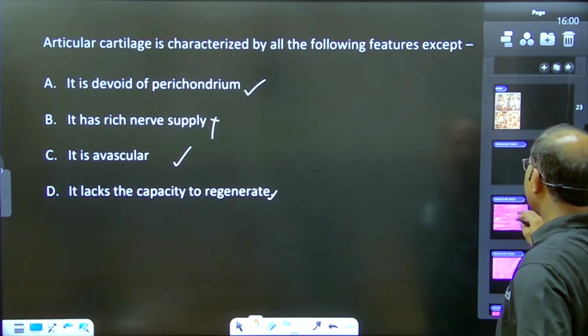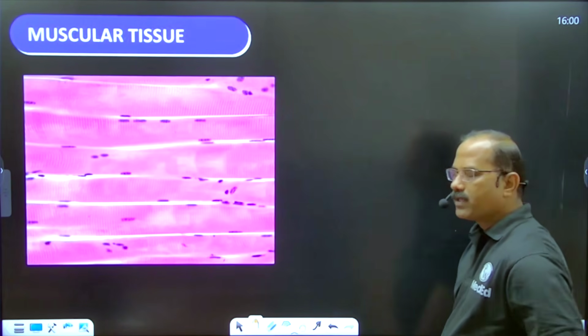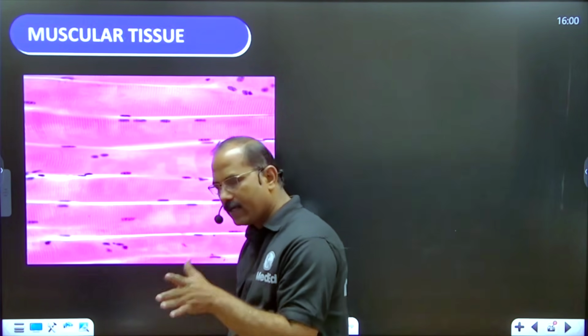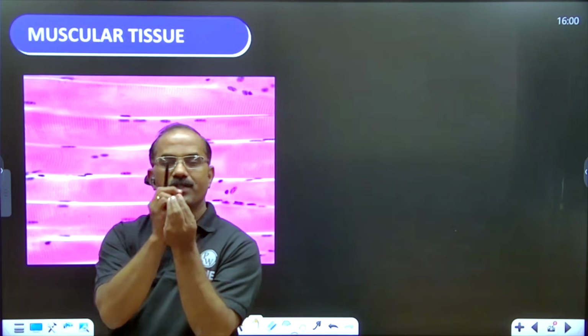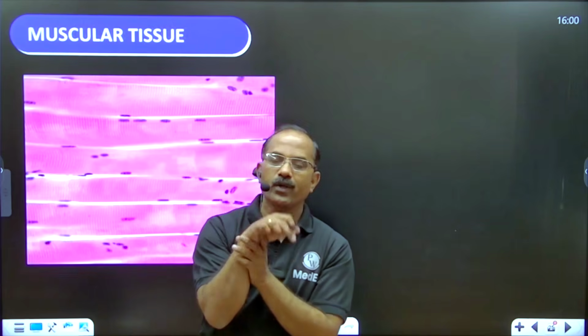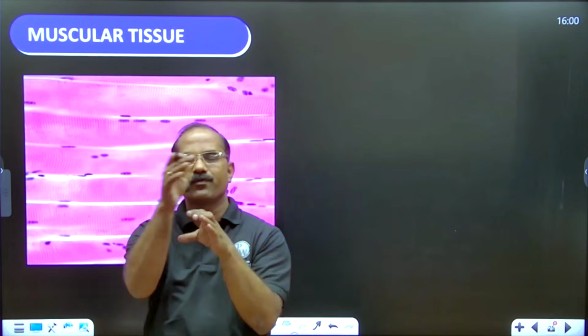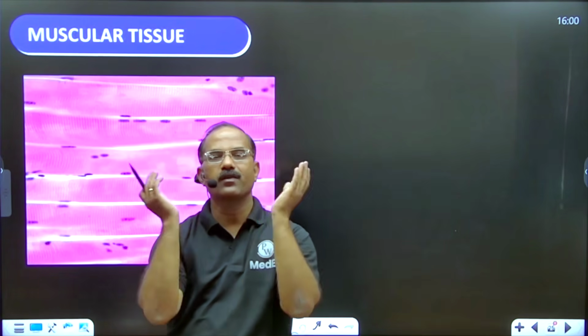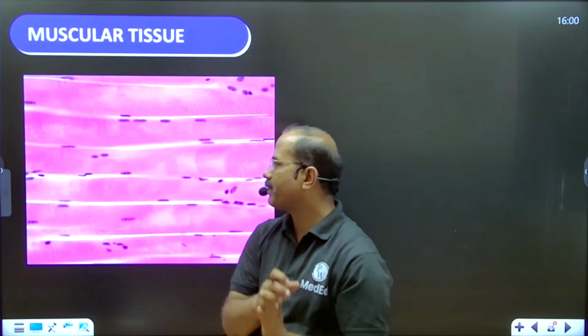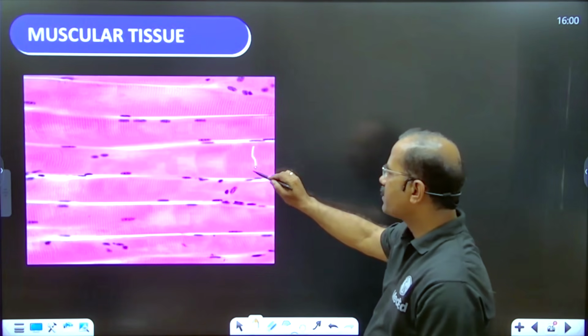Now, coming to muscular tissue, we have skeletal muscle, cardiac muscle, and smooth muscle. The covering of an individual muscle fiber is known as endomysium. A group of muscle fibers is covered by perimysium, and the entire muscle is covered by epimysium.